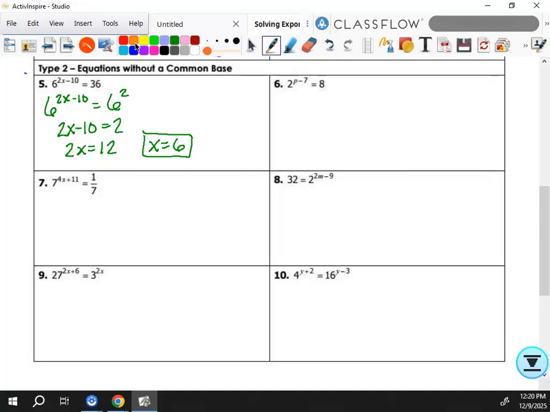All right, let's jump to number 7 then. What do you think we want our bases to be? 7. So the left-hand side can stay the same, 7 to the 4x plus 11 power, 7 to the negative 1 power. Very good, because that's how we get the reciprocal there. So now we have 4x plus 11 equals negative 1. So 4x equals negative 12, x equals negative 3. Any questions at all?